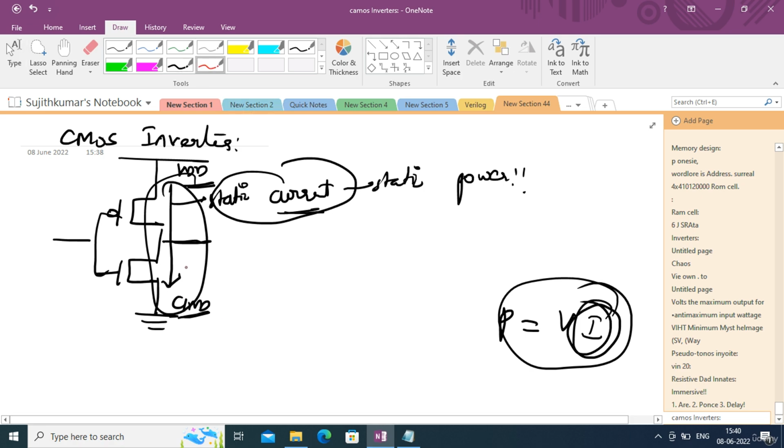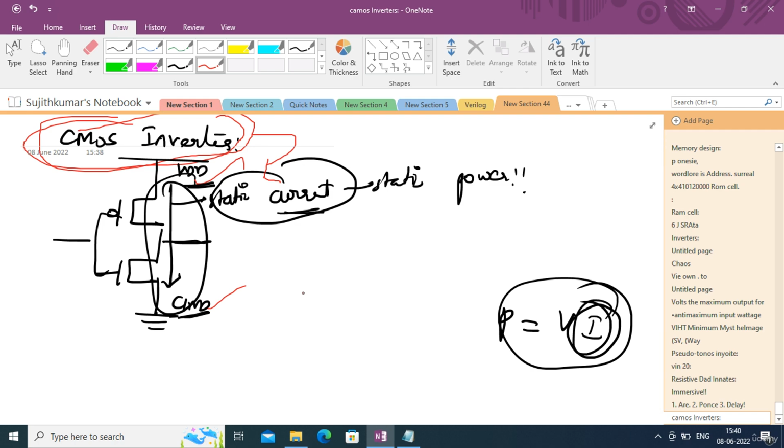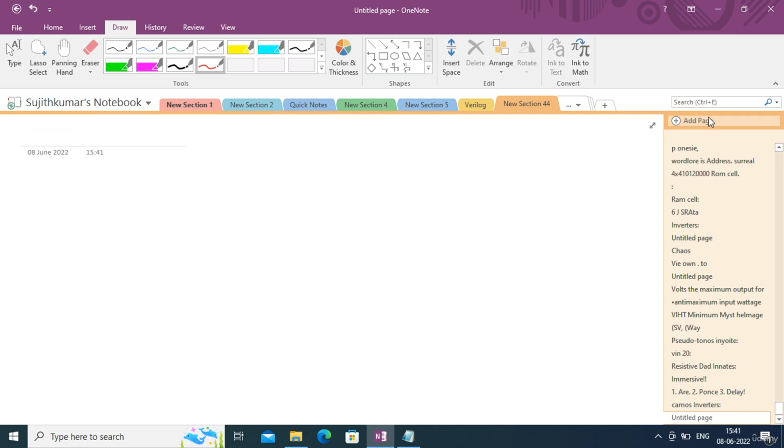Okay, we have to just find out whether the CMOS inverter provides any path between the VDD and the ground. That's it. So one thing you have to note here is whether the CMOS inverter provides any path between the VDD and the ground. If it doesn't provide any path, then there will not be any static current, there will not be any static power. Okay, so how to find out that? We have only two possibilities. When the input is 1, what is the path? When the input is 0, what is the path? That's it. So first of all, let us try to analyze when the input is 1.